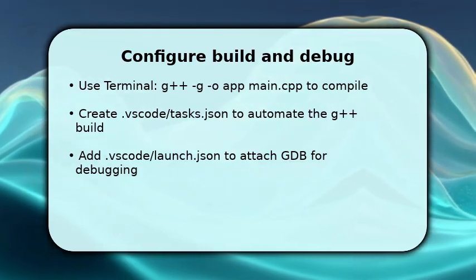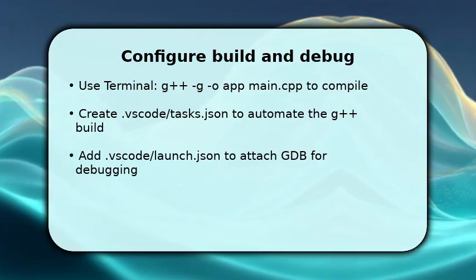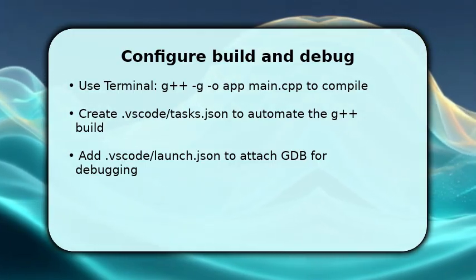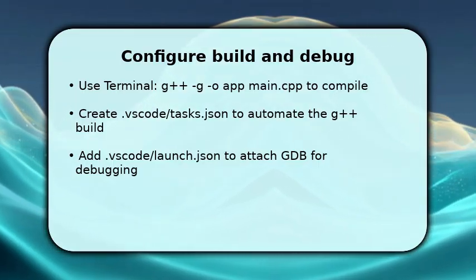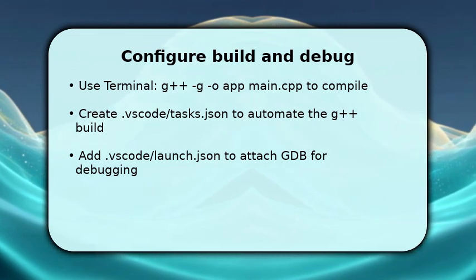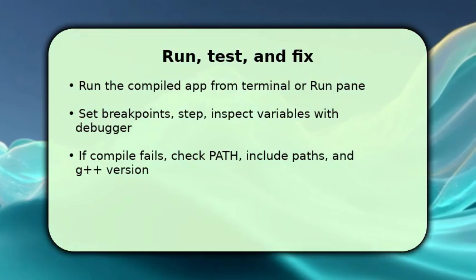Next, create a launch.json that points to the produced executable and uses GDB or the C++ debugger type, so you can start the debug. You're at the finish line. Run the program from the terminal with ./app or hit start in the run pane.